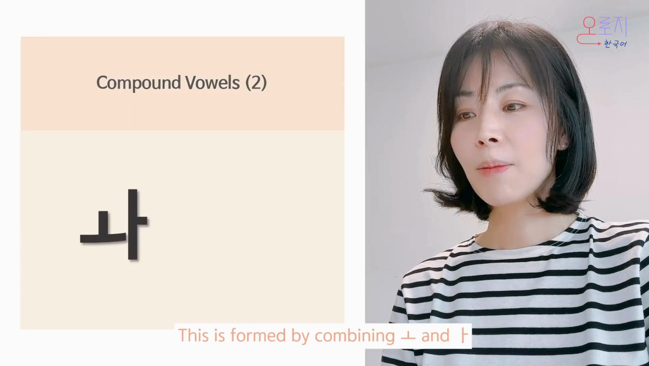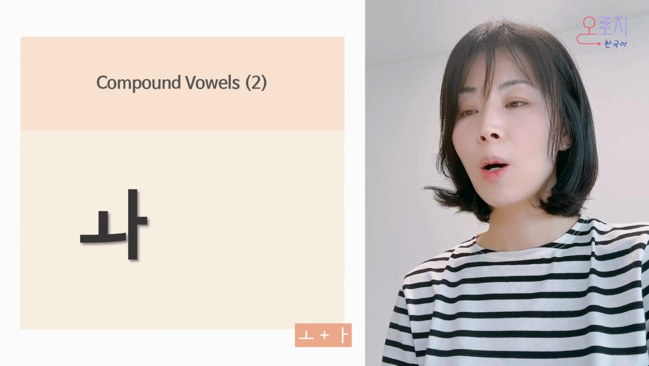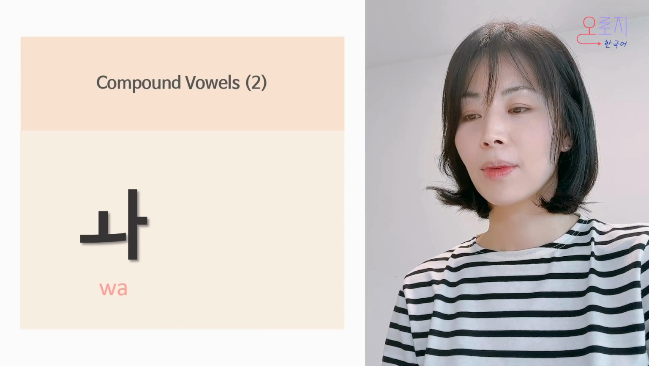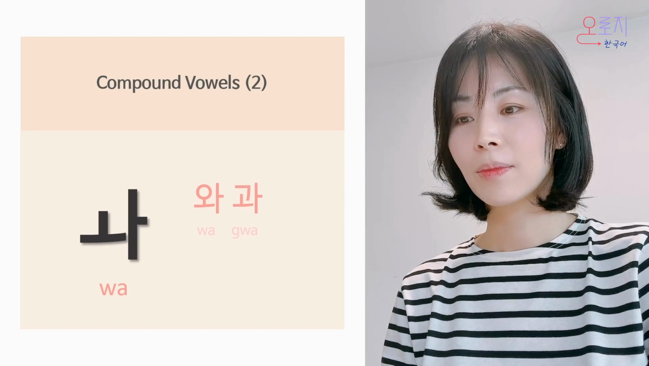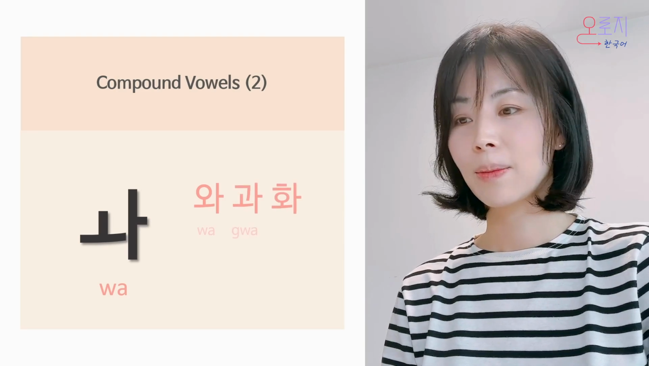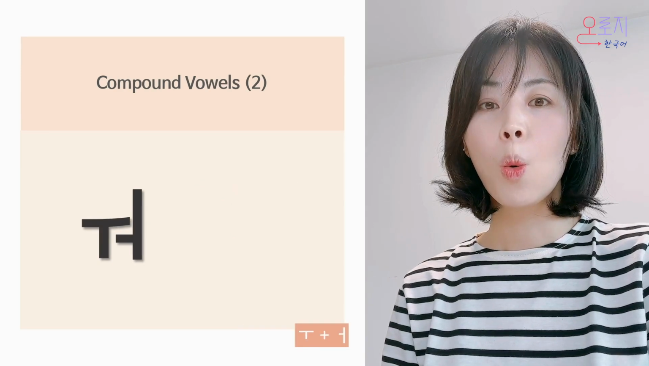This is formed by combining O and A. O, A, wa. Wa, kwa, hwa. And this is U and O. U, O, wo.